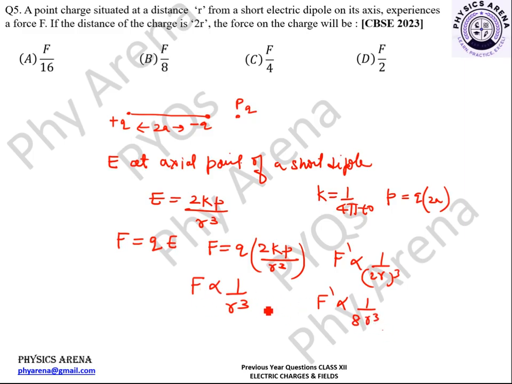And from these two equations, when we take the ratio, all other things will be cancelled out, and F dash becomes F by 8. Because when the distance is increased 2 times, the force will be reduced by 8 times. So from the given options, option B is correct.